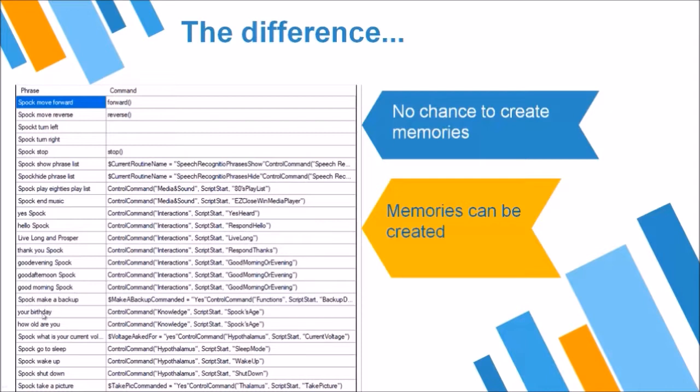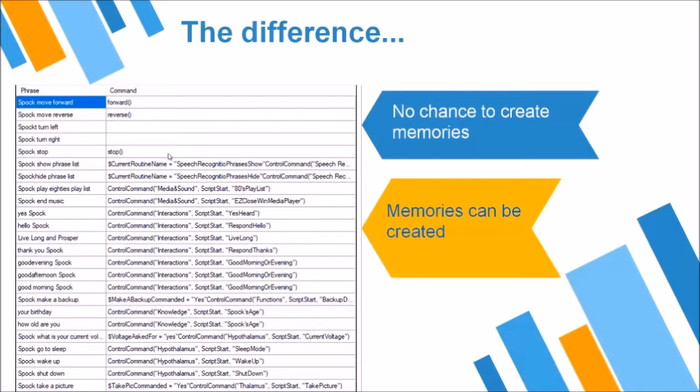When I ask what's your birthday or how old are you, that kicks off a script. It kicks off the command control into his knowledge script manager. It starts a script for Spock's age, and then it performs the action for him to tell you how old he is, and it also creates that memory, so that he knows what he did. That gets logged in his memory.